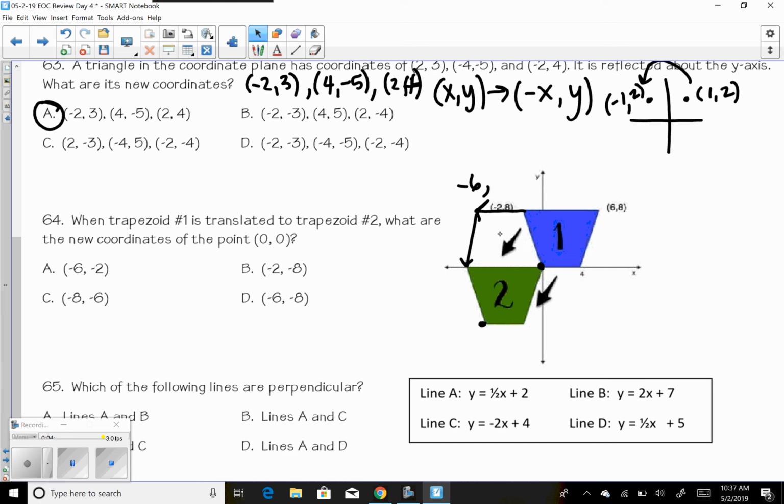I'm sorry, I'm looking here. Right now I'm just comparing this point to this point. It went left 6 and it went down 8. Okay? So if I can compare this point to this point and see left 6, down 8, that means this point is also going to go left 6 and down 8 to give you (-6, -8) for your coordinate. So the correct answer would be D.